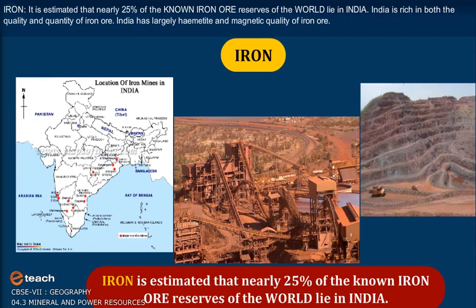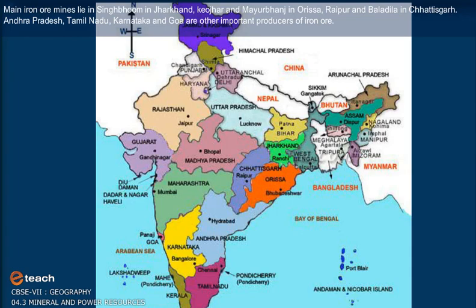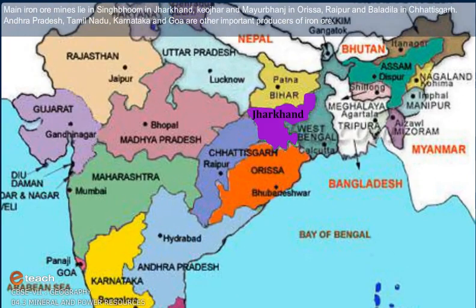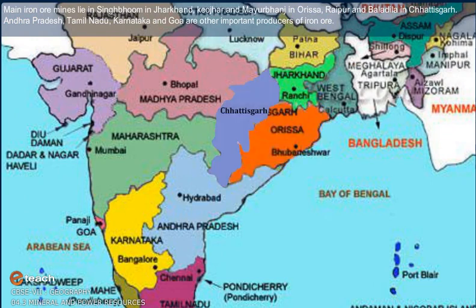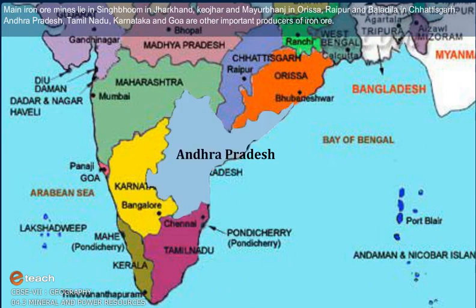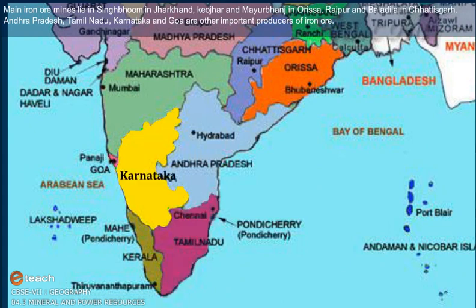Iron. It is estimated that nearly 25% of the known iron ore reserves of the world lies in India. India is rich in both the quality and quantity of iron ore. India has largely hematite and magnetic quality of iron ore. Main iron ore mines lie in Singhbhum in Jharkhand, Keonjhar and Mayurbhanj in Orissa, Raipur and Baladila in Chhattisgarh. Andhra Pradesh, Tamil Nadu, Karnataka and Goa are other important producers of iron ore.